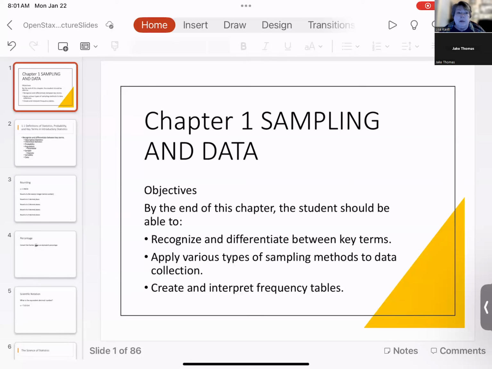And the first day of lecture in statistics is really almost all vocabulary.